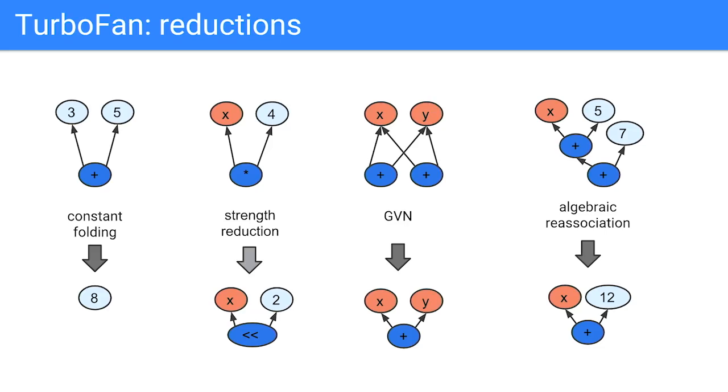These are some examples for the optimizations that we can do in Turbofan. For example, we can fold constants, replacing 3 nodes with 1. We can do strength reduction of operations to make them faster. We can use global value numbering to eliminate duplicate computations. And we can even do algebraic reassociation and other reorderings of operations if that leads to more efficient overall code.